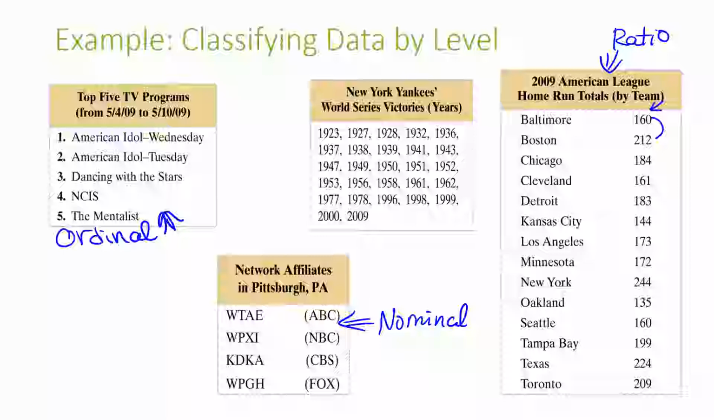And then lastly, we have the lists of the years that the New York Yankees won the World Series. We can see that the different years are numbers, so that means we're talking about any of the top 3. In fact, we can rank them, right, from the earliest to the most recent, and a difference between 1923 and 1927 has meaning, 4 years between those 2 victories. So we've moved up to at least the interval level.